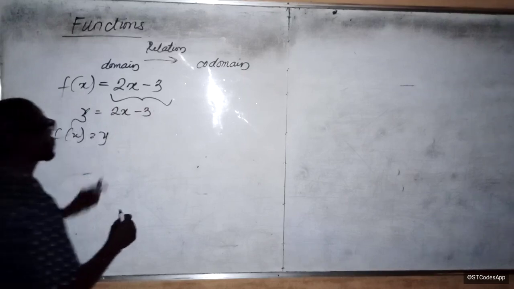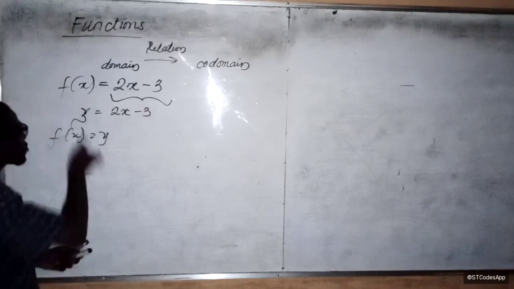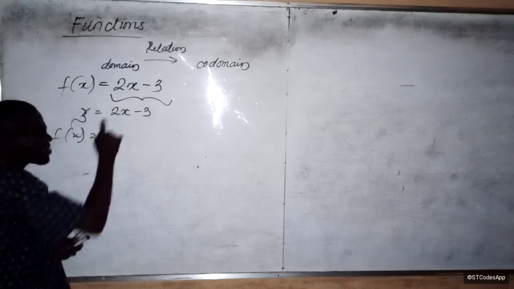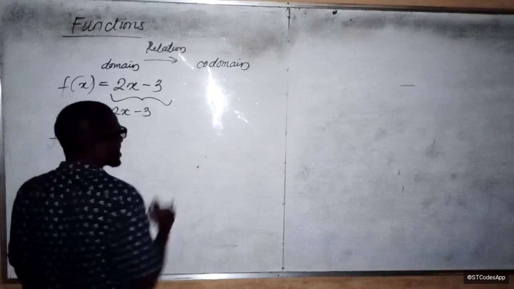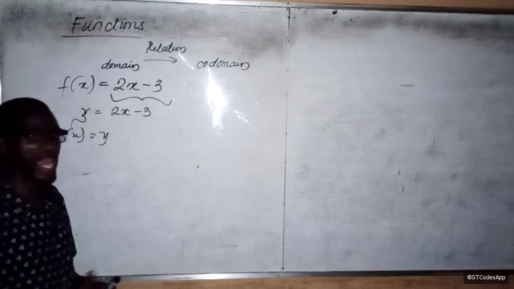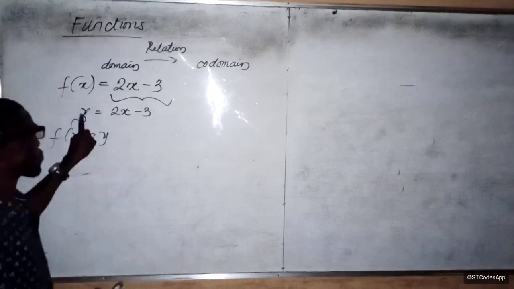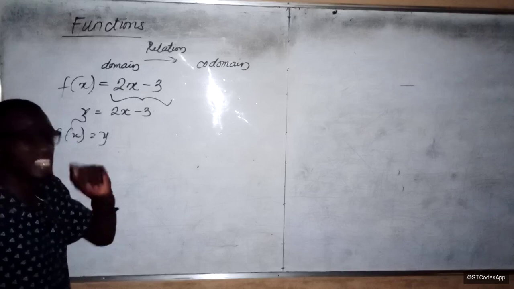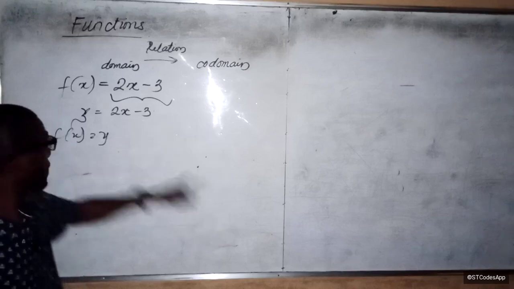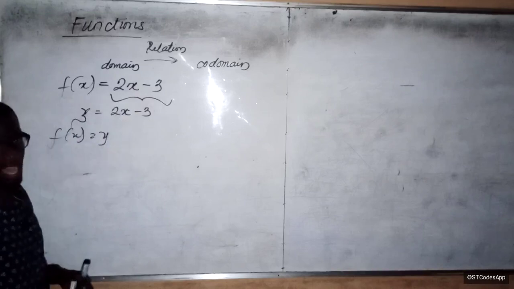Do you understand? So x can take on any value, but for y to take on a particular value, it depends on x. That is why we call x the independent variable, and we call y the dependent variable. Why? Because the x variable can take on any value, while the y variable needs the x based on this relation to have a particular value.